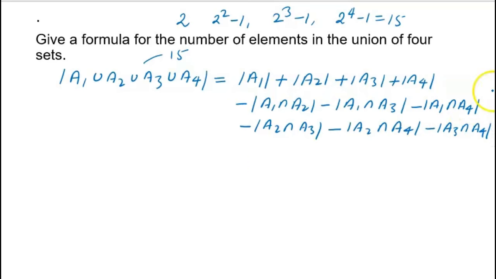And see, ladies and gentlemen, there will be 6 such pairs, because if I have to select two sets out of 4 sets, that can be done in 4C2 ways, that is factorial 4 by factorial 2 into factorial 2.